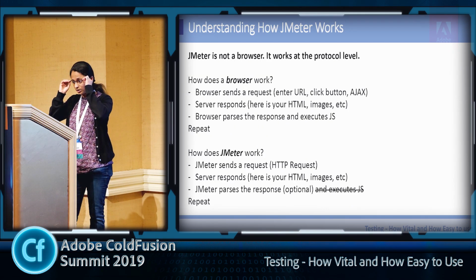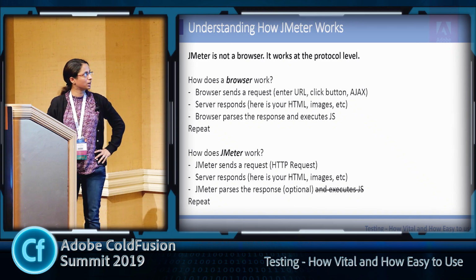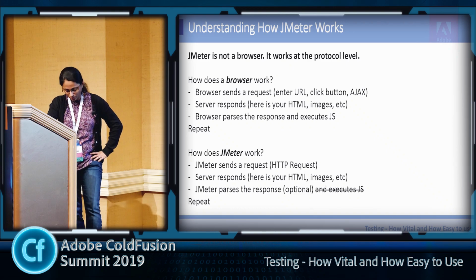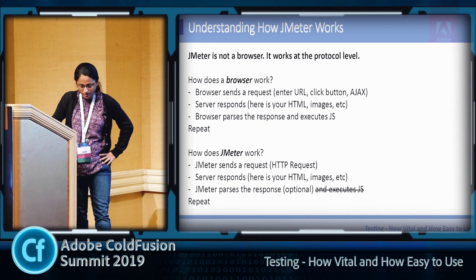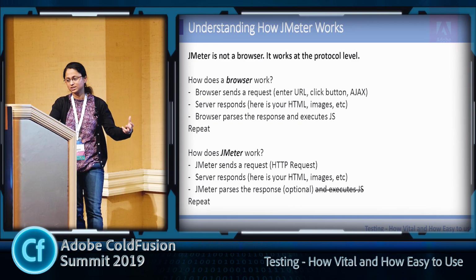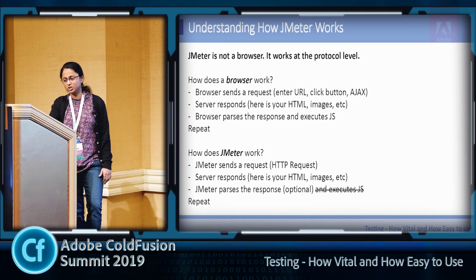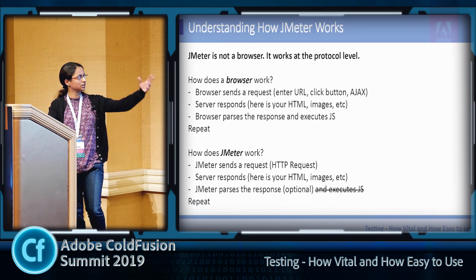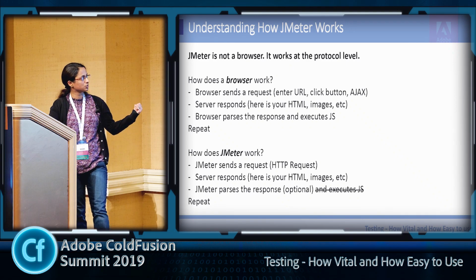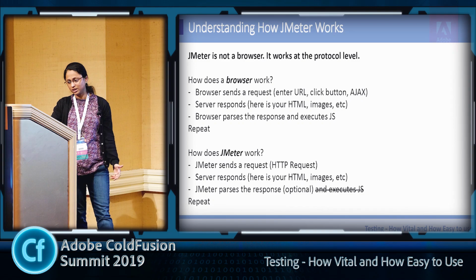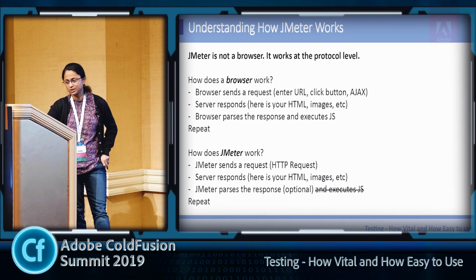So how does JMeter work? JMeter works at the protocol level. It's not a browser. That's the main difference between a browser and JMeter. When a browser works, it sends the request to the server, and the server responds with some kind of response, and then the browser will parse that response and execute the JS. But with JMeter, the first steps are the same: it sends the request and the server responds, but then it doesn't execute the JS. That's the main difference. It will still parse the response for you, but it doesn't execute the JS. It works at the protocol level.